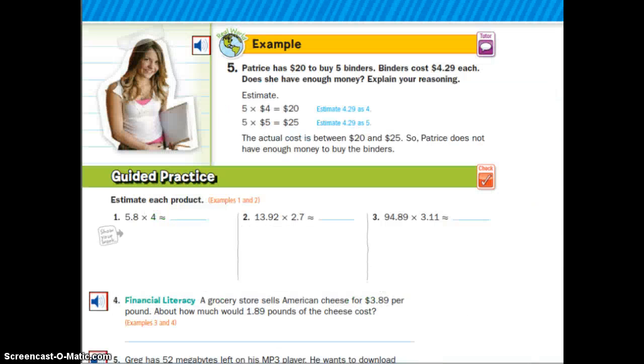Turn the page. Okay, and our last word problem is about Patrice. She has $20 to buy 5 binders. Binders cost $4.29 each. Does she have enough money? You can look at this 2 ways. You can go 20 divided by 5 and get $4. And we have that, so the answer right there is no. Or we could have done 5 times 4 and gotten 20 and realized that it has some sense to it, and we still have a no. So the answer to that question, either way, is no. All right. So do the guided practice. I'll see you soon. Pause the video.